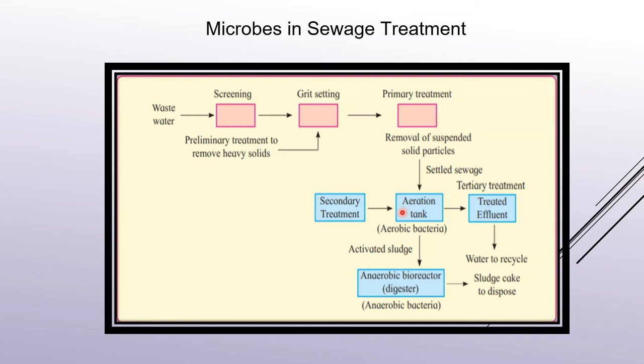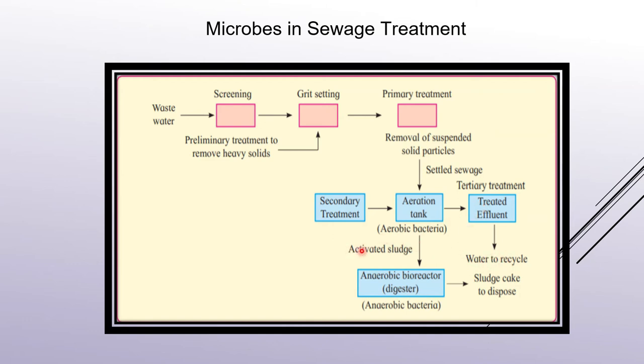tank. Now what happens in the aeration tank? The aeration tank consists of continuous bubbling of oxygen, because of which aerobic bacteria are formed, and finally the treated effluent, the water, is sent to recycle.